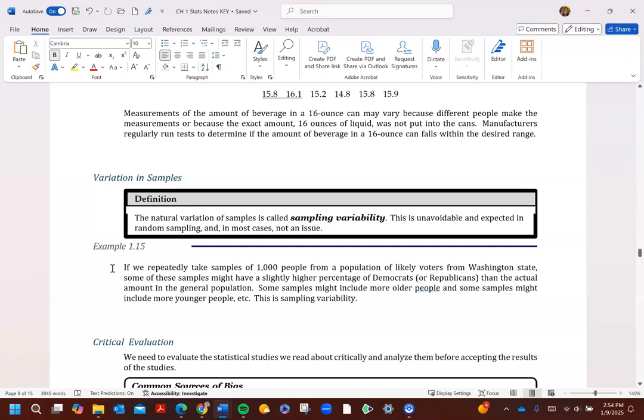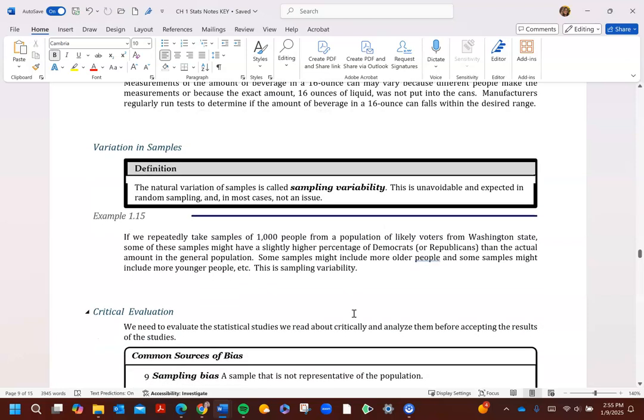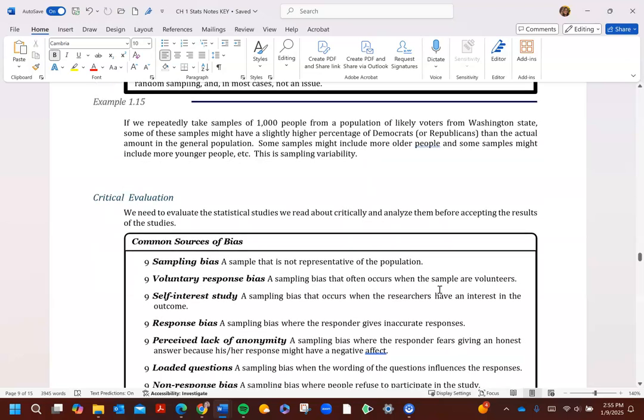Example 1.15: if we repeatedly take samples of 1,000 people from a population of likely voters from Washington state, some of these samples might have a slightly higher percentage of Democrats or Republicans than the actual amount in the general population. Some samples might include more older people and some might include younger people. This is sampling variability. So not a lot to do with those to answer, but just to go over those concepts.